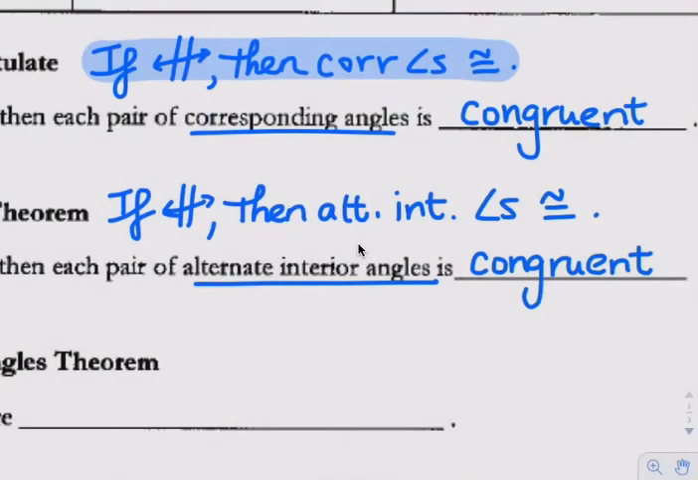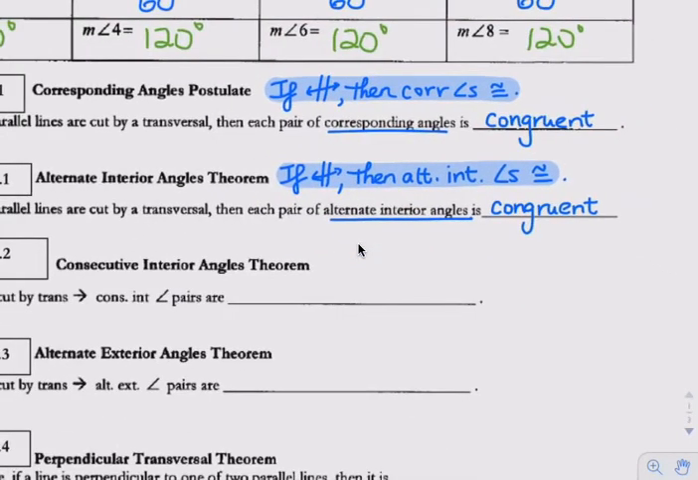Again, I am not going to allow you to write the name alternate interior angles theorem because I want you to remember that you're using the fact that the lines are parallel. You're given parallel lines and you're using that to get an angle relationship in the diagram.